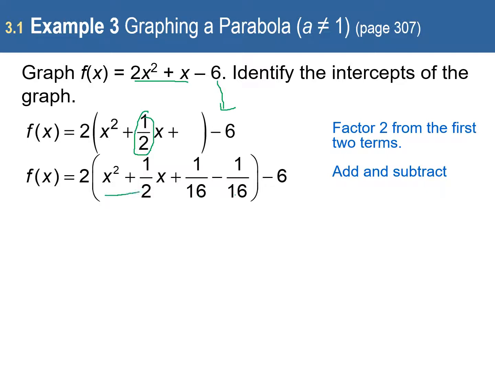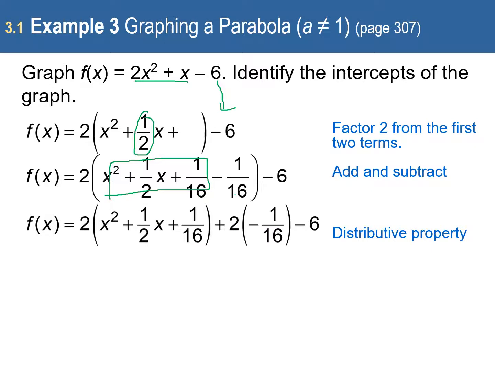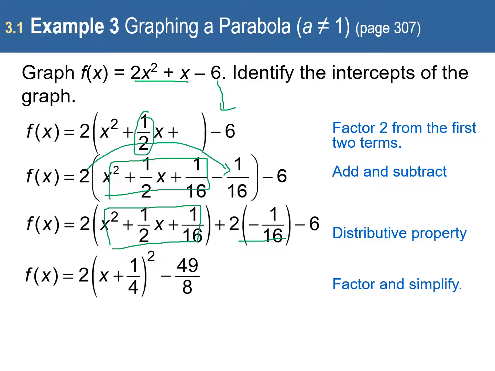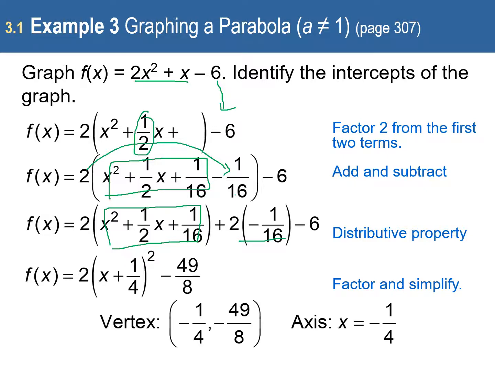Now these first three terms are a perfect square. So this is 2 times x squared plus 1/2 x plus 1/16. There's my perfect square part. Plus 2 times, you remember we have to distribute this to this negative 1/16, minus 6. Rewrite this as a perfect square, 2 times x plus 1/4 squared minus, when you add all this together, you get 49/8. So I have a vertex of negative 1/4, negative 49/8, and an axis of symmetry of negative 1/4.